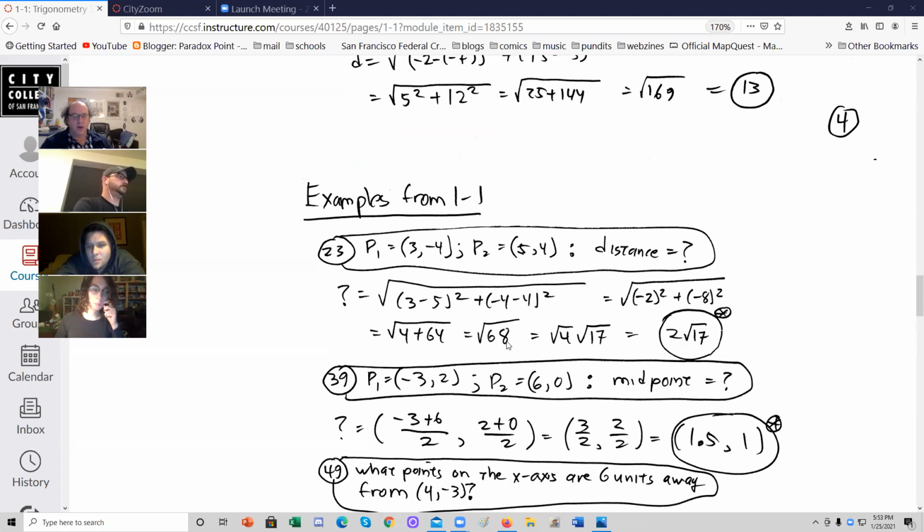We can simplify this a little bit because 68 is 4 times 17. So we break the square root into 2 square roots. Square root of 4 is 2, and so the distance is twice the square root of 17.